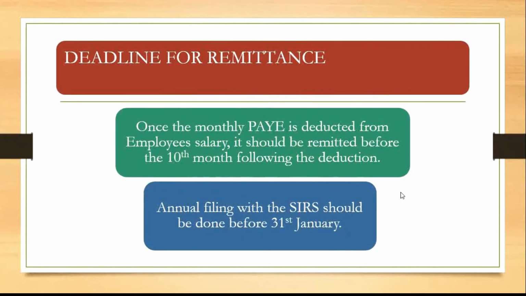Deadline for remittance: once you deduct the PAYE from the employee's salary, you're expected to remit it before the 10th day of the next month. And then for annual filing too, you do that at the end of the year. You're meant to file annually to the State Inland Revenue Service before 31st of January. If not, you go pay fine.